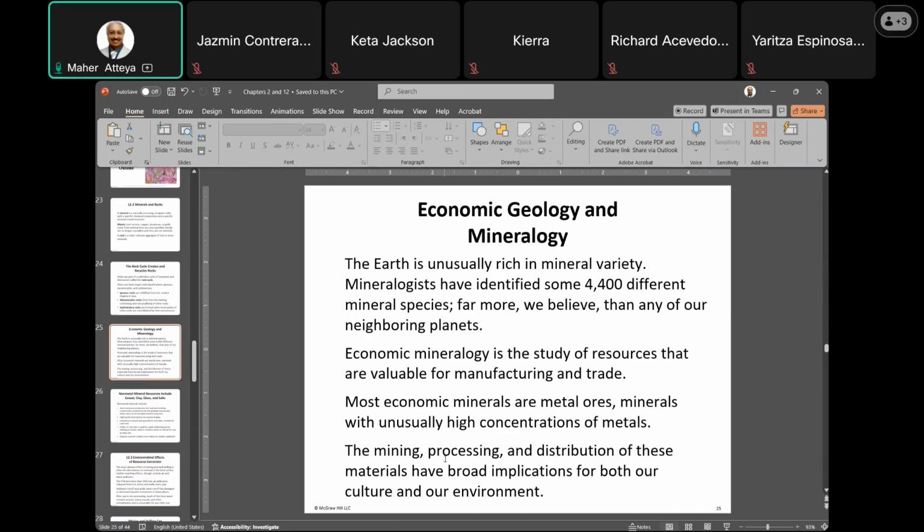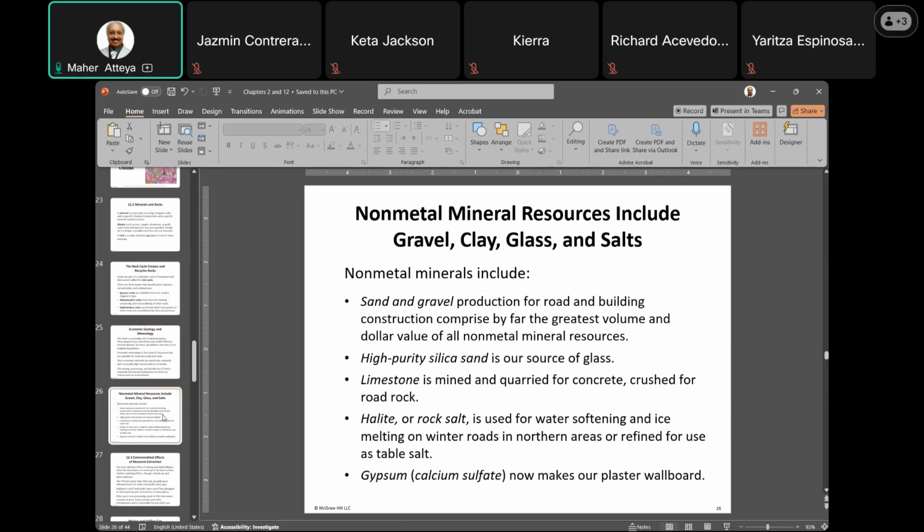The mining, processing and distribution of these materials have broad implications for our culture, our life and our environment. So, as you know, that can be positive and can be negative too.